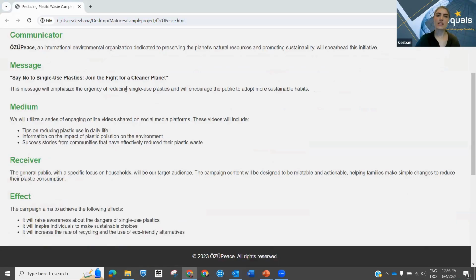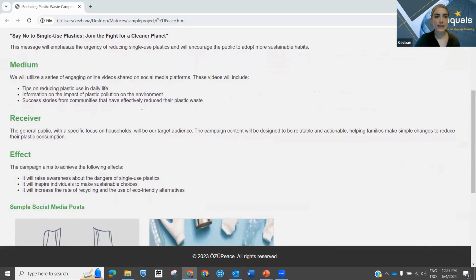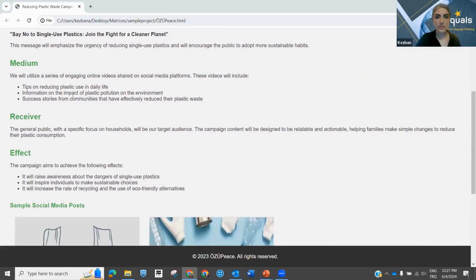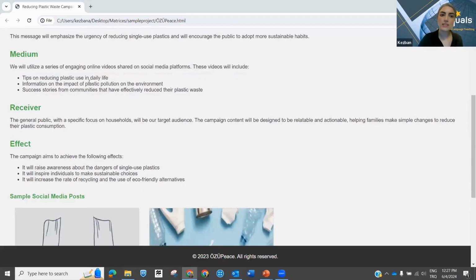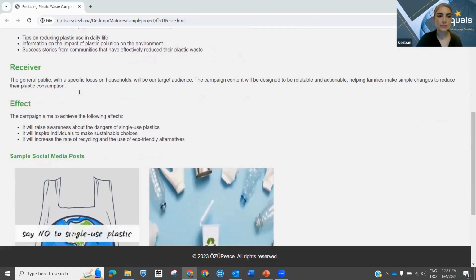And they invited people to join the fight for a cleaner planet. As the medium of their message, they decided to use online videos to be shared on media platforms. And they decided on the content of the videos, like tips on reducing plastic use in daily life and some success stories from other communities.